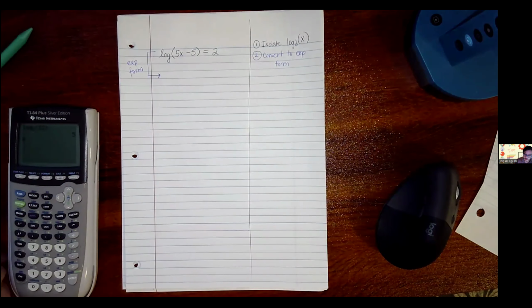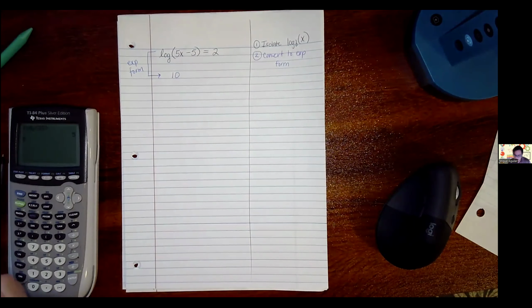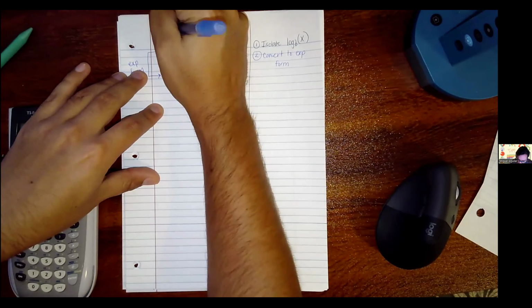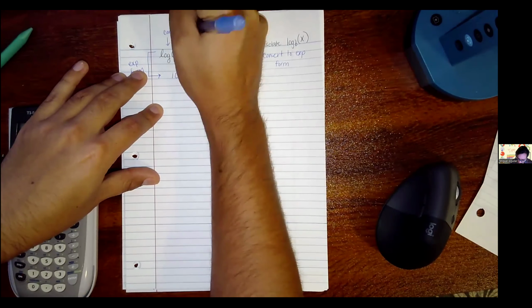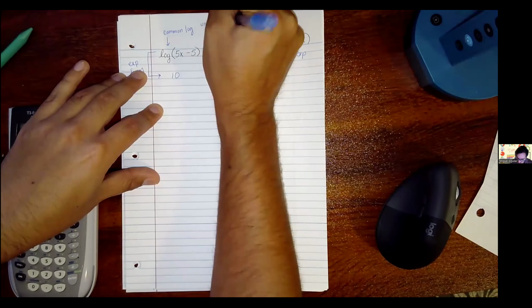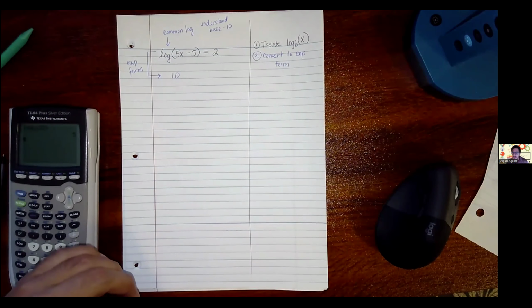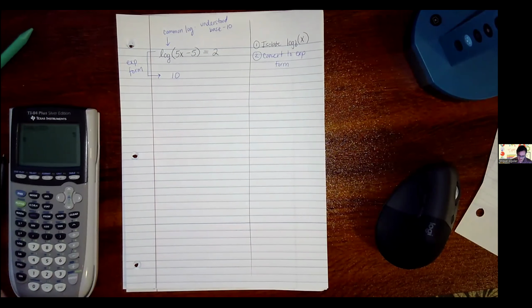Okay. What is the base of this logarithm? 10. Thank you, right? Because this right here is the common log with an understood base 10. Okay. So we have base 10. What's the exponent?